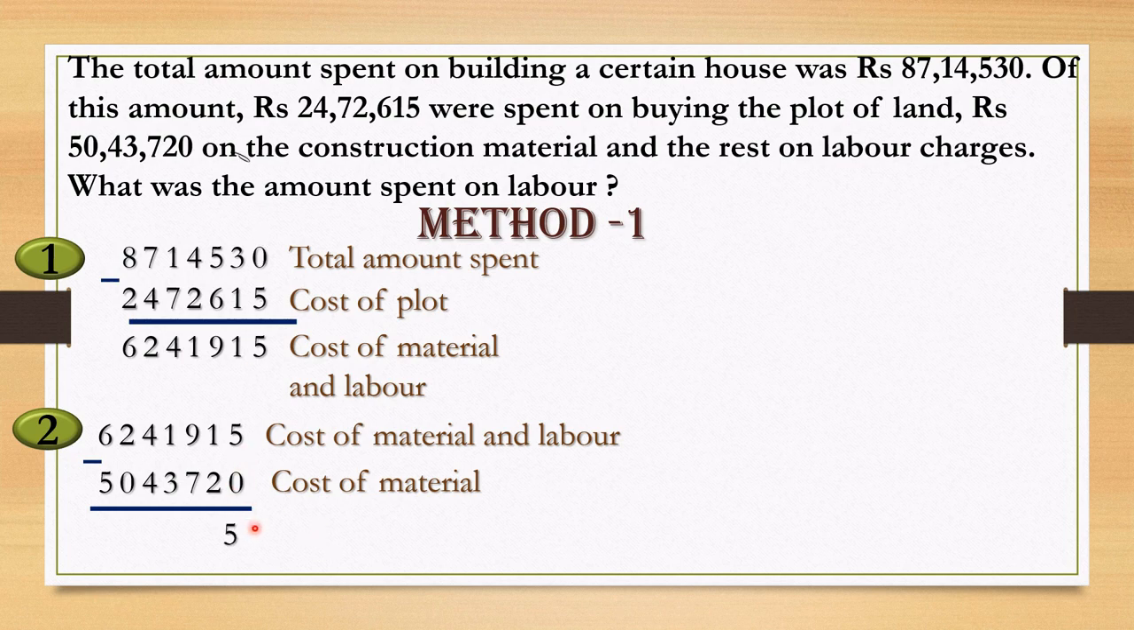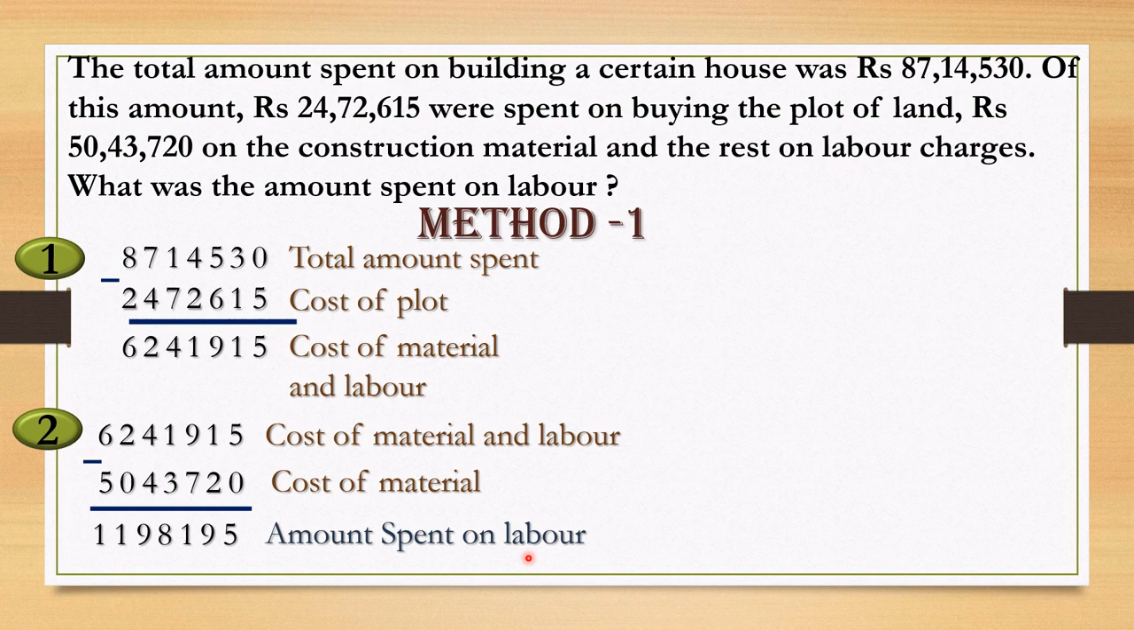5 minus 0, 5. 11 minus 2, that is 9. 8 minus 7, 1. Then 11 minus 3, that is 8. 3 minus 4, that is 9. 1 minus 0, 1. Then 6 minus 5, that is 1. Means 11,98,195. This much amount is spent on labor. This is our answer.